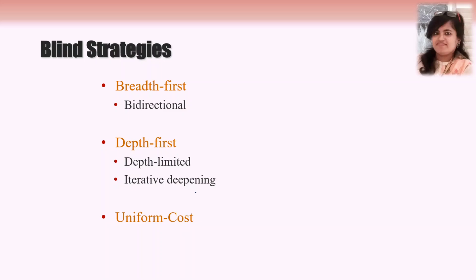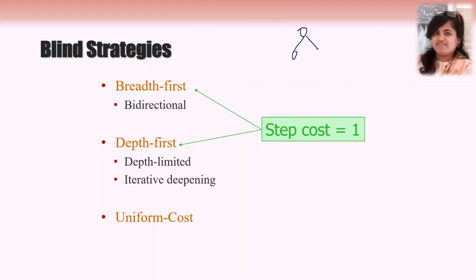So these are the different blind strategies or uninformed search techniques that we are going to talk about: breadth first, bidirectional, depth first, then depth limited, iterative deepening, and uniform cost. Now for breadth first and depth first, the step cost is 1. That is, one after one we are moving. So suppose you have this particular tree. How are we going to do this searching? That is one after one, right? This can be the breadth way or the depth way, either way. But the step cost, that is reaching from one parent node to its child node, is 1.